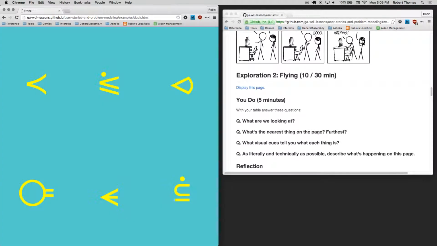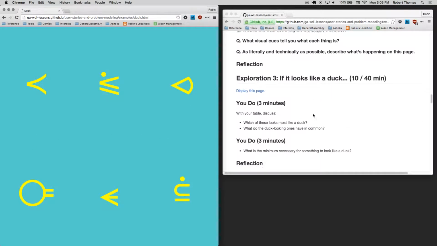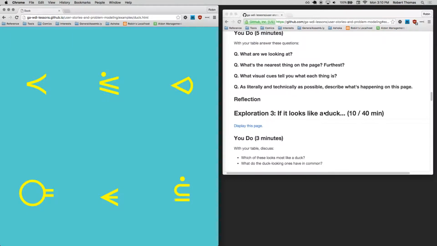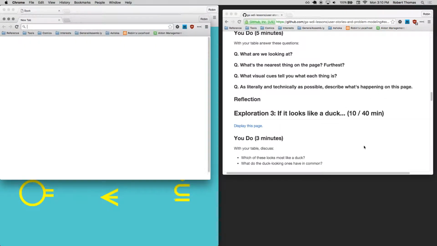of bird. All right, so what I would like you to do now is, with the same group, answer these questions. Which of these looks most like a duck? And of the duck-looking ones, what do they have in common? So I'm going to give you 3 minutes to think about that. Go ahead and start.